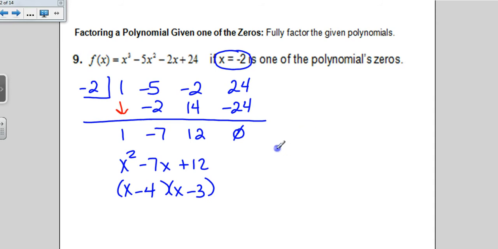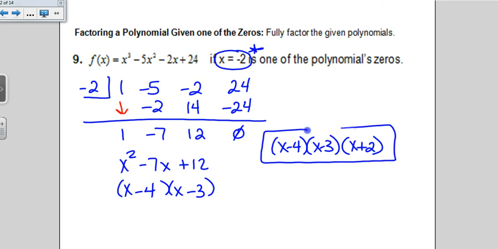So my final answer is not only the x minus 4 times the x minus 3, but remember, in the original part of the problem, they told you that x equals negative 2 was one of the zeros. So if I switched it back into a factor, its factor would have been x plus 2. So this is the full factorization of the original polynomial: the original factor from the zero, with the additional two that I found at the end of the problem. So it's kind of working from another direction, but it's the same concept.